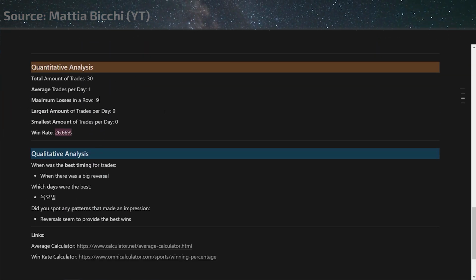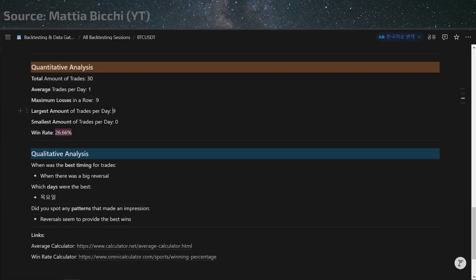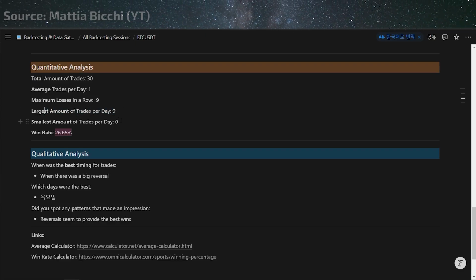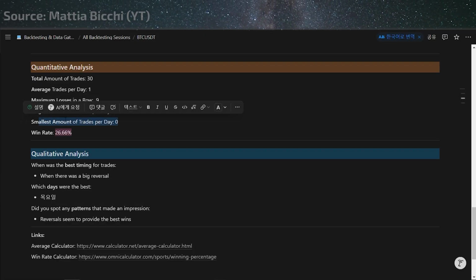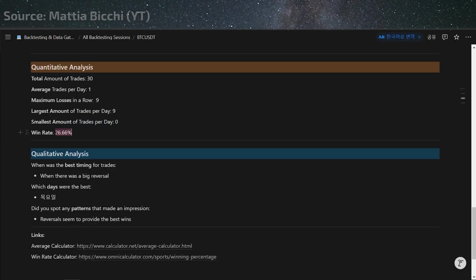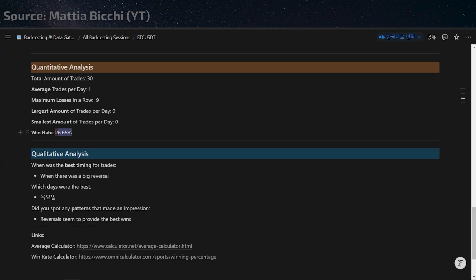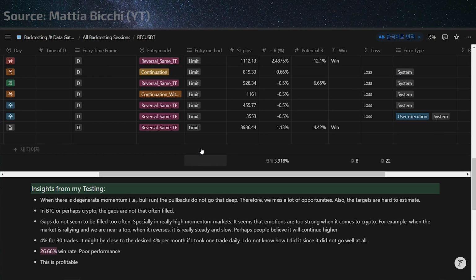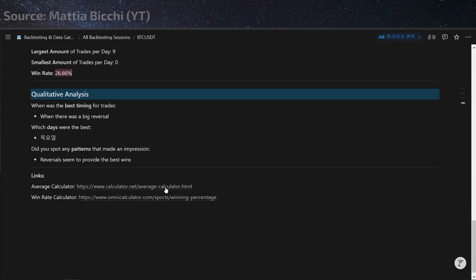And also the largest amount of trades per day, how many trades you took per day, and how many ticks you took per day as a minimum as well. And as you guys can see, I put here that it is a 26.6 win rate, which would seem too low, and it is too low, but it still got me profitable, right?